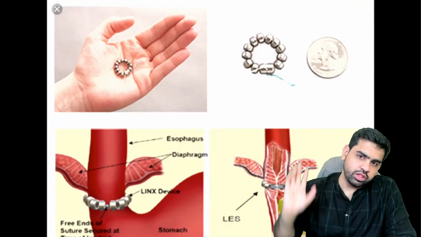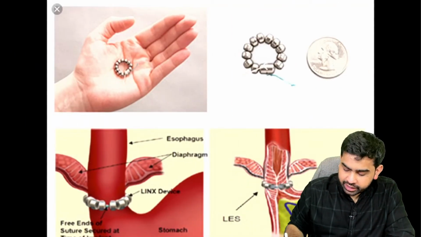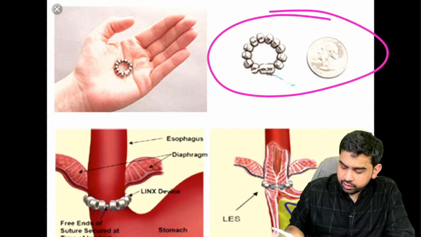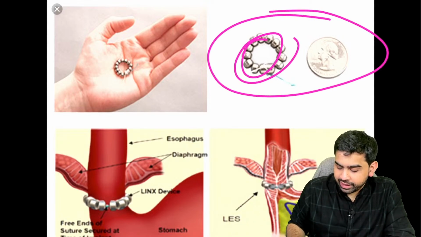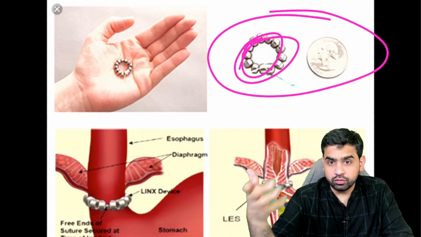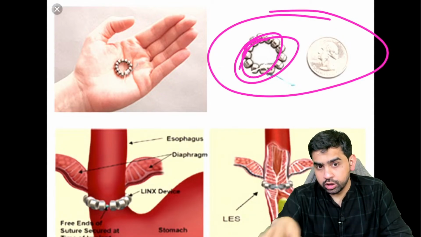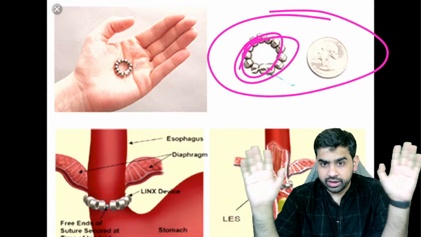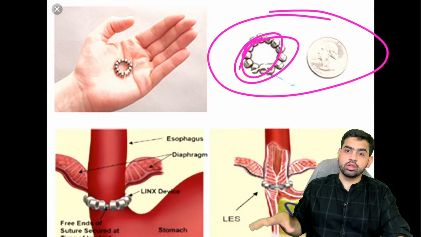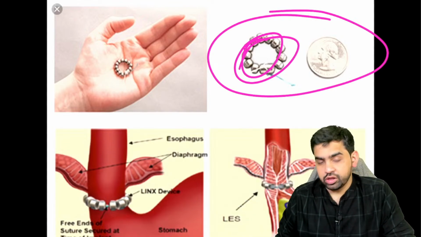Now this is something which they can show you. They can just show you this, and they can ask you, this is used in the treatment of what? Okay, so these are the magnetic beads which are used in the management of the GERD. They are put in the lower end of the esophagus. When the food bolus comes, these magnetic beads are separated, and when the food bolus enters into the stomach, yeah, that's all you need to understand over here.